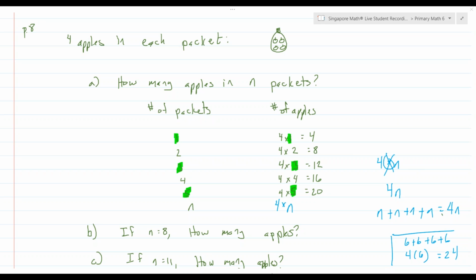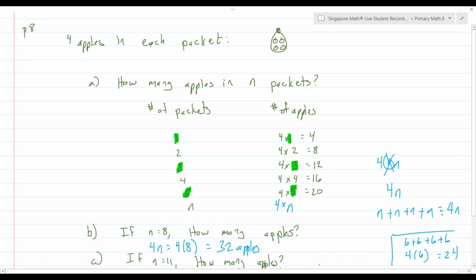And so let's continue with part B. If n equals 8, how many apples? Well, if there are 4 apples in each packet and there are 8 packets, we've already said 4n is the number of apples. If n is 8, I just put in the number 8 in place of the letter n. 4 times 8 is 32. There are 32 apples in 8 packets.